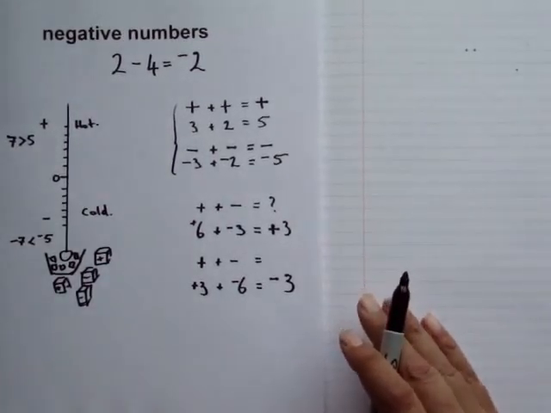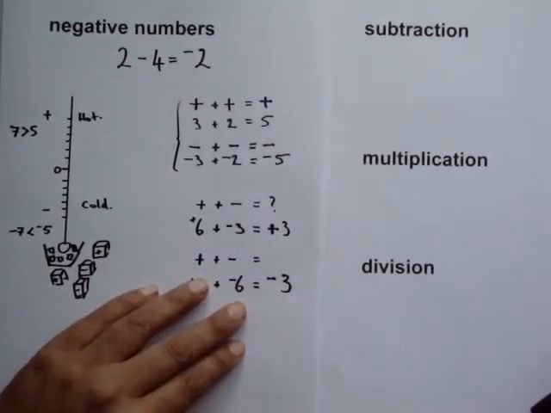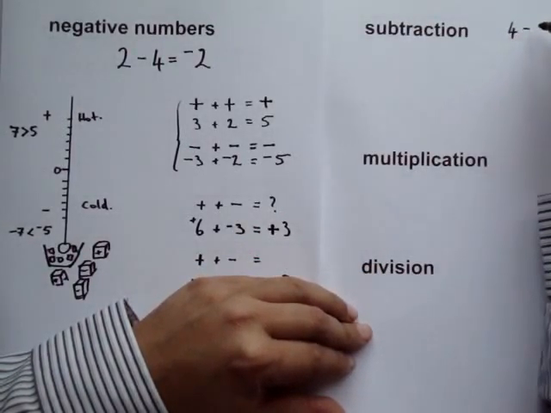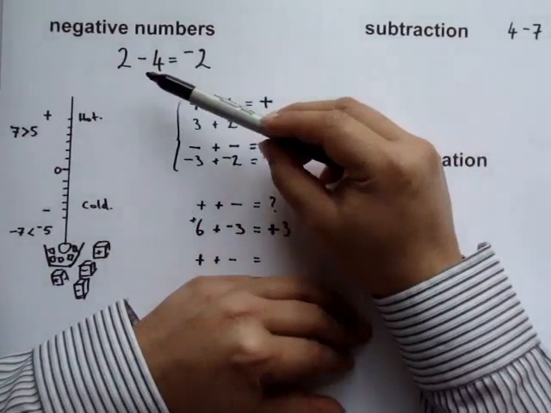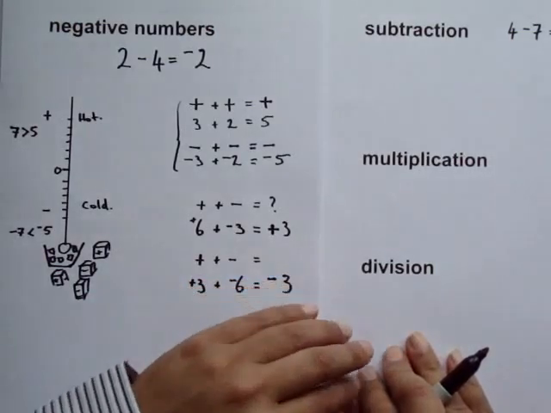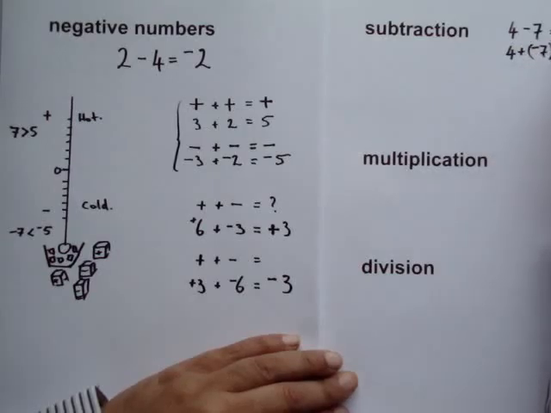Now let's have a look at subtraction. In the case of subtraction, if we have 4 minus 7, as we discussed, this is a smaller number take away a larger number, so we end up with a negative number, negative 3 in this case. This can also be thought of as 4 plus minus 7, so that also equals negative 3.